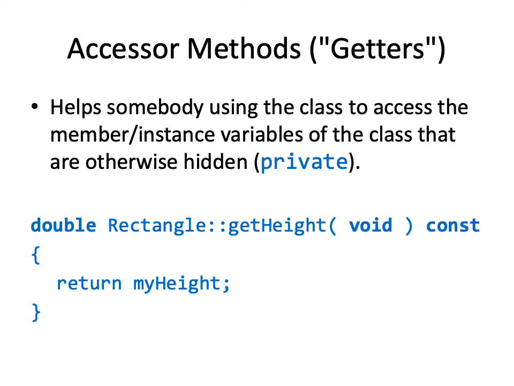GetHeight is almost identical, except it has a different function name, and instead of returning myWidth, we're returning myHeight. So every rectangle will have its own values for myWidth, and they'll have their own values for myHeight. And so if you ask a specific rectangle, someRect.getWidth or someRect.getHeight, it'll return that width or that height for that rectangle, and not for all the others. So it's kind of cool.